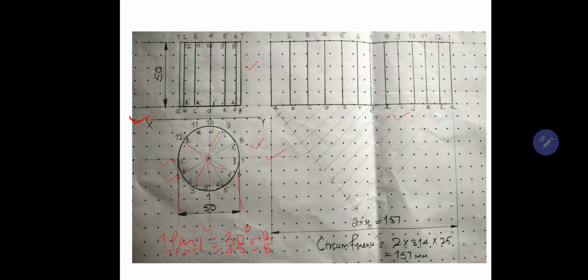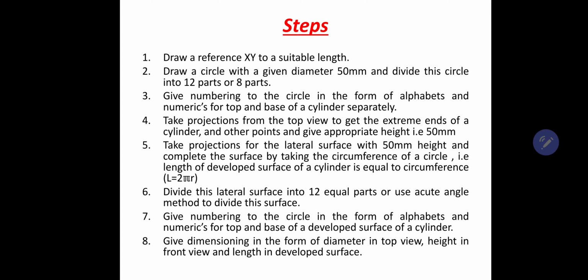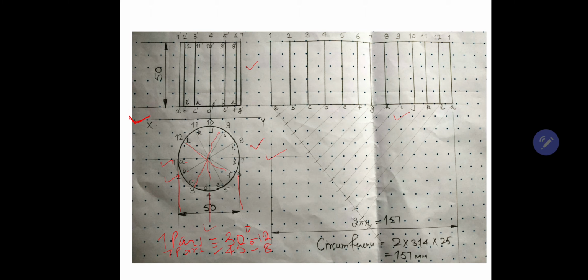Now we have to draw the front view of this cylinder, and how it is done: you have to take the projections from the top view, right? So this one is the extreme end, and this one is the extreme. So from there we have to draw the projection line. Similarly for this part, this one, and this one. So you have to take the projections for the front view from the top view.